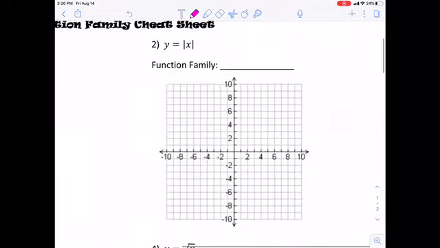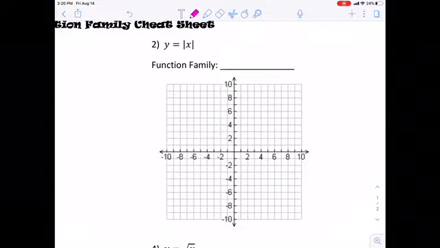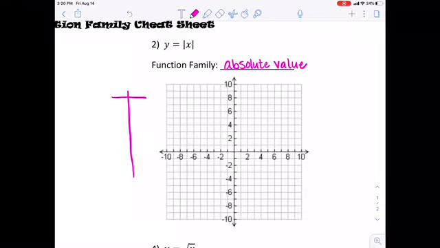If we look at problem 2, we have y equals, these two bars right here, remember, are called absolute value. So this equation says that y equals the absolute value of x, which means, as you might guess, the name of this function family is the absolute value family. Now, if you already know what the absolute value parent function looks like, you can go ahead and graph it. But if you don't, then again, I'm going to just make a table.